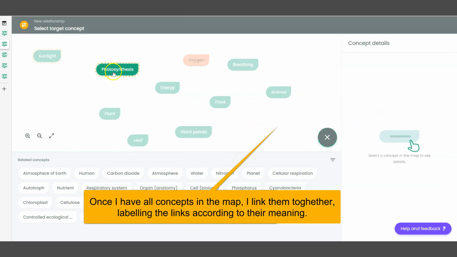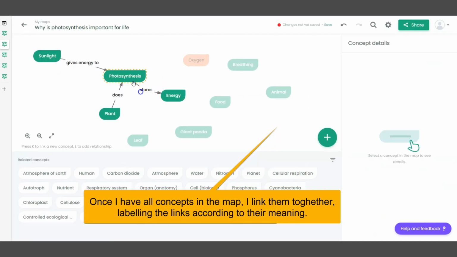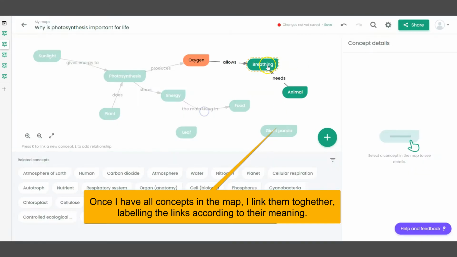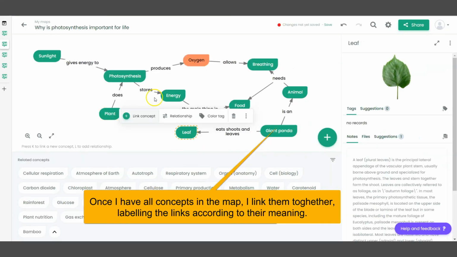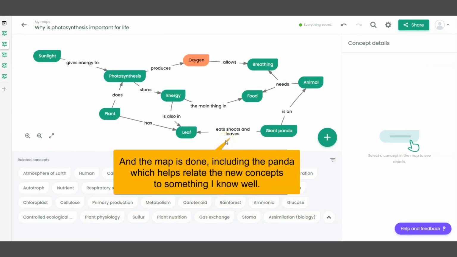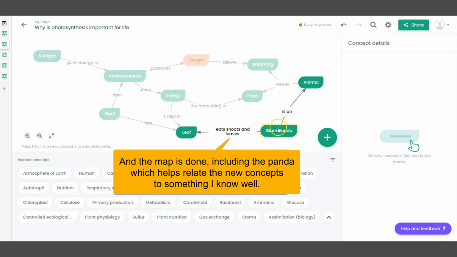Once I have all concepts in the map, I link them together, labeling the links according to their meaning. And finally, the map is done, including the panda, which helps relate the new concepts to something I know well.